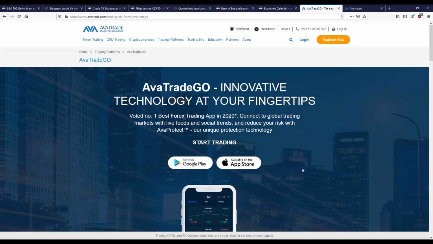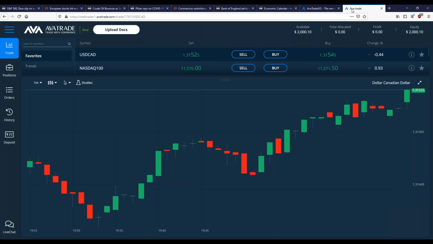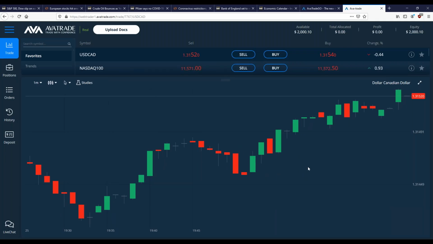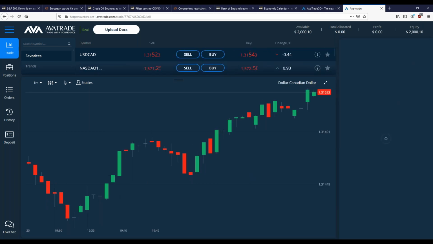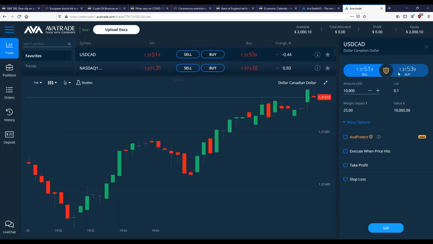Very, very nice features on that. And if you log in from the main website, then you're here. You're on the web trader platform, which has all of those same features as the AvaTrade Go app. So what we're looking at is if I open a trade on a currency pairing. Let's say I'm selling or buying USD Canadian. I see AvaProtect. You see the shield. That gold shield means AvaProtect is available, and it's only on live accounts that you have this AvaProtect.